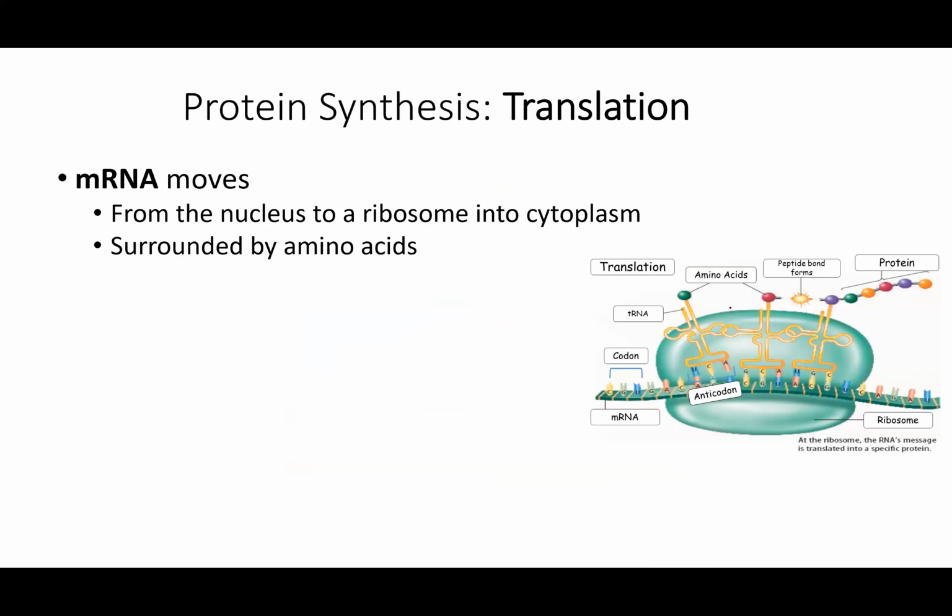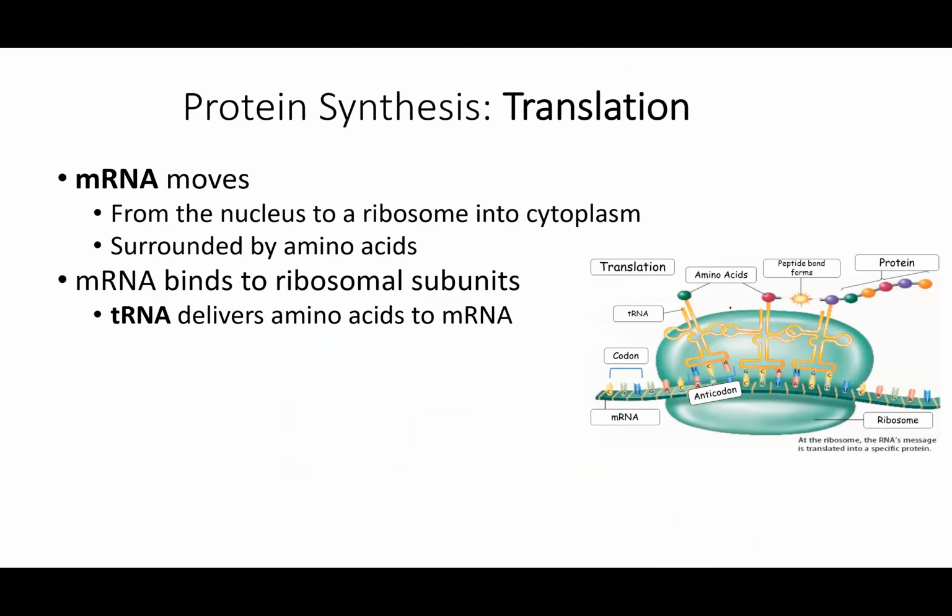In the cytoplasm, there are just floating amino acids everywhere. I have the cat and the dog in here. The mRNA binds to the ribosomal subunits. You have a large subunit and a small subunit that come together, and it basically forms an assembly line for protein synthesis. Down here is our mRNA, and the big green blob is the ribosome.